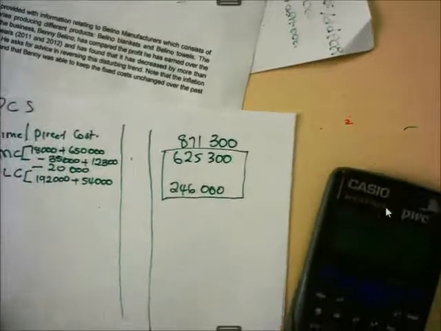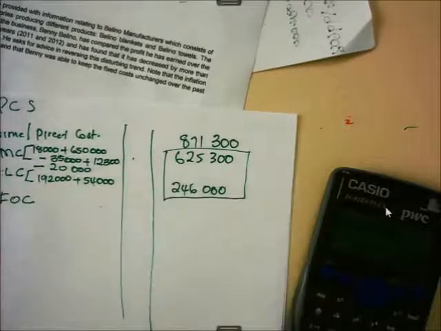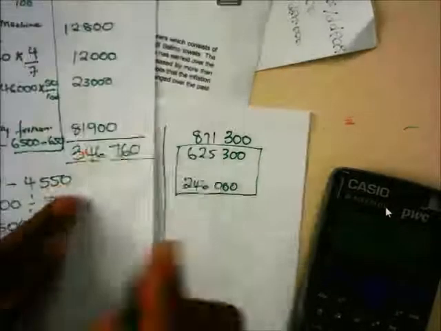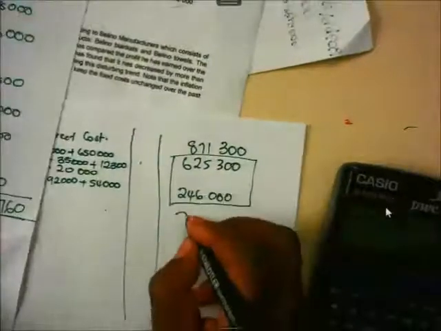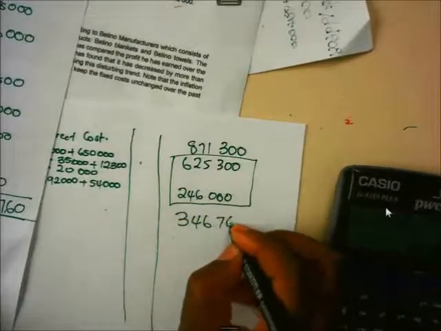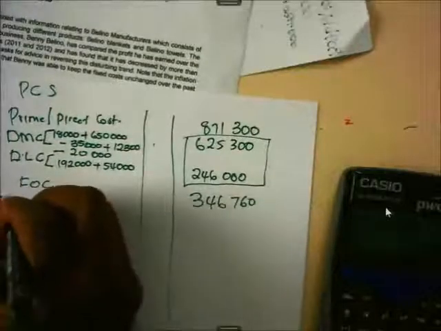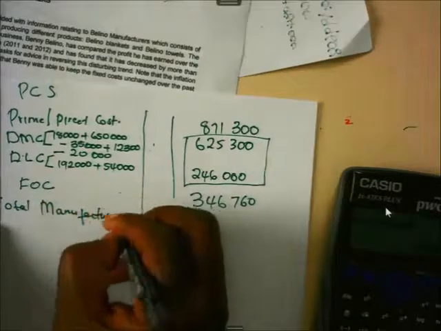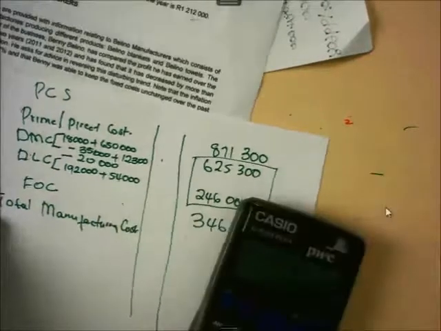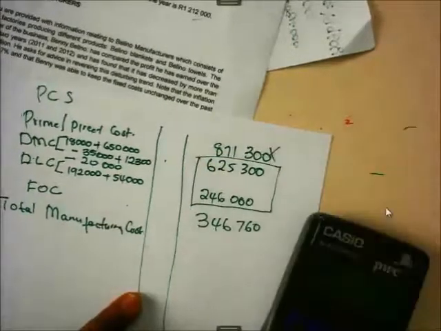871,300. Now we move to the factory overhead. Factory overhead cost. We did the notes to the factory overhead. So the total factory overhead was 346,760. We add the prime cost and the factory overhead to get the total manufacturing cost. Now let's add 871,300 plus 346,760.